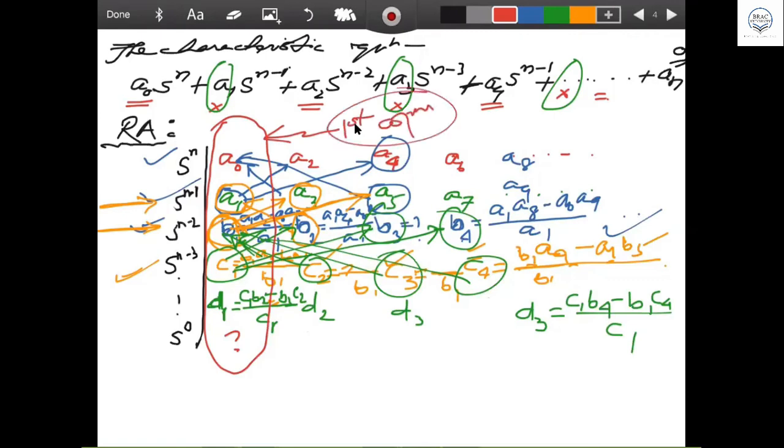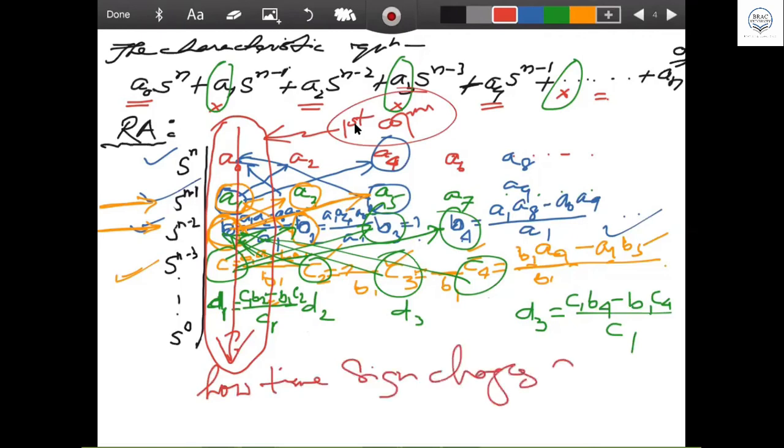Okay, so he considered the first column. After getting the Routhian array, he will look into it and go from top to bottom direction, and see how many times the sign changes. That gives him the information about how many closed loop poles are located on the right half S plane.